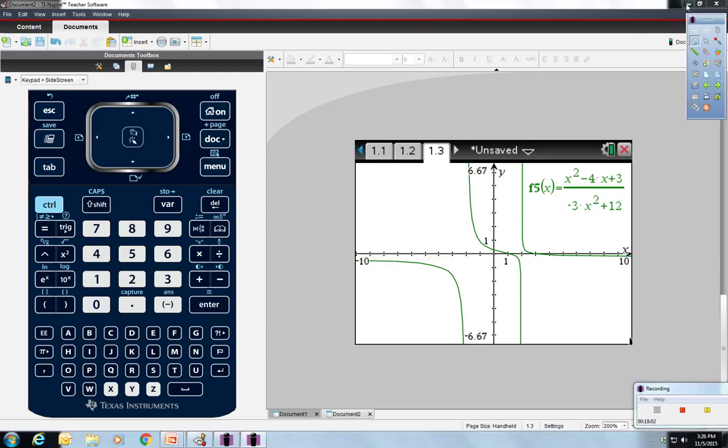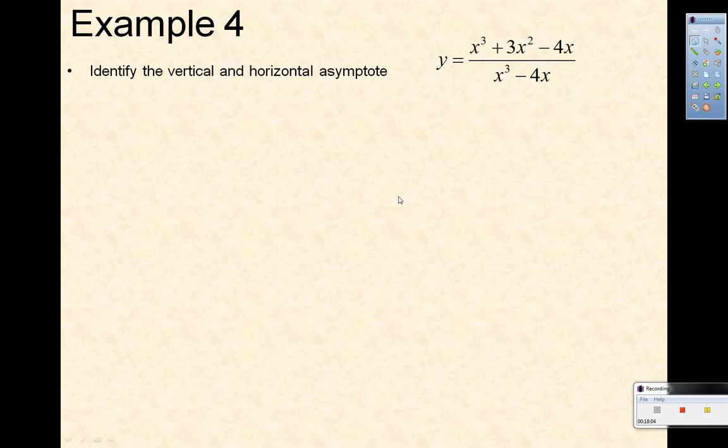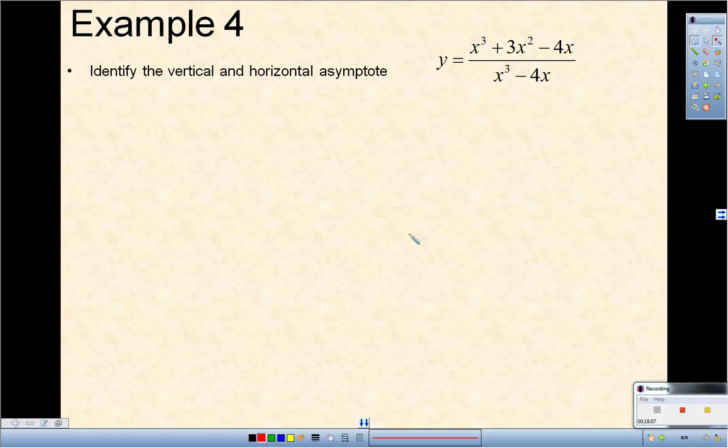All right, let's go back to our problems and let's look at another example. All right, so let's do this one, and I'm not going to confirm it with the graphing calculator this time. But let's start off with the easy one.